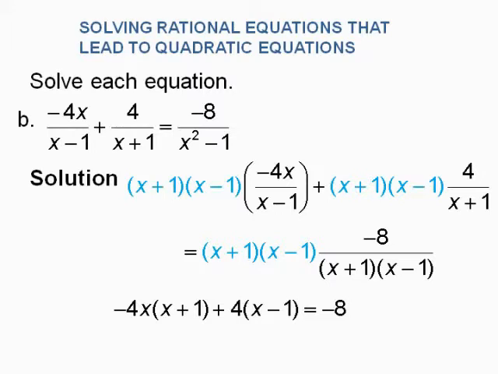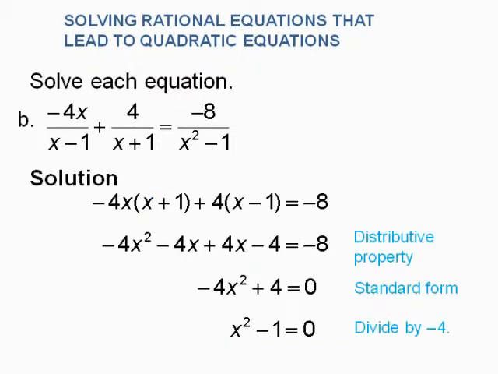So continuing, we're going to end up with the bottom statement here, negative 4x times x plus 1 plus 4 times x minus 1 equals negative 8. How are you doing on your work? I hope this is working well for you. I hope you know what to do next to solve these equations. We've been doing them long enough. Distribute.